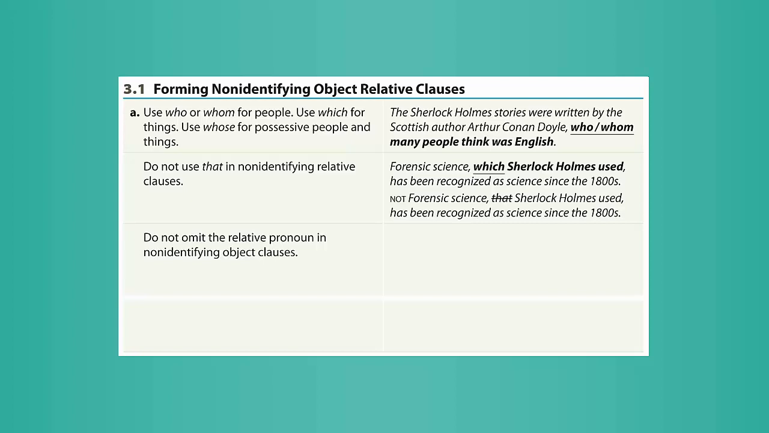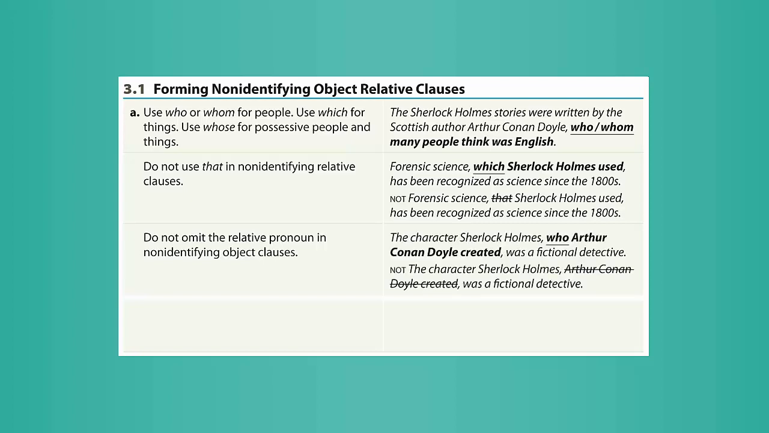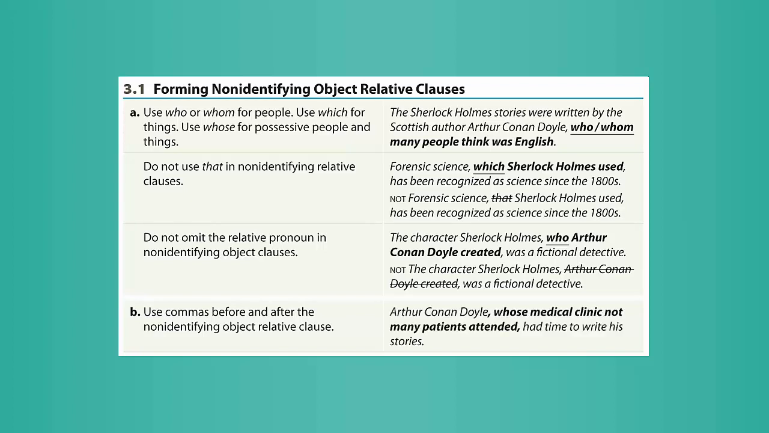And do not omit the relative pronoun in non-identifying object clauses. For example, the character Sherlock Holmes, who Arthur Conan Doyle created, was a fictional detective. We do not say: the character Sherlock Holmes Arthur Conan Doyle created was a fictional detective. This sentence is not correct. And remember to use commas before and after the non-identifying object relative clause. For example, Arthur Conan Doyle, whose medical clinic not many patients attended, had time to write his stories.